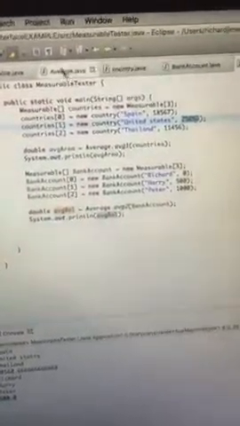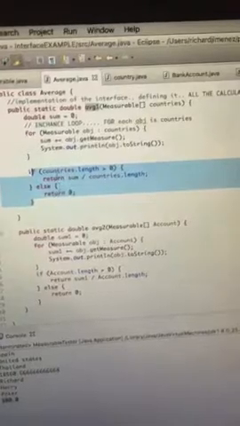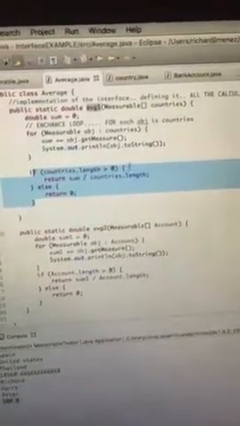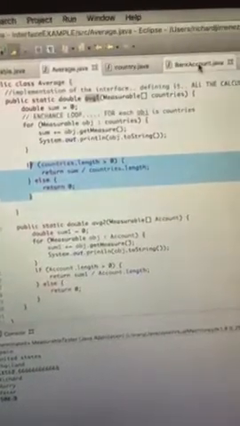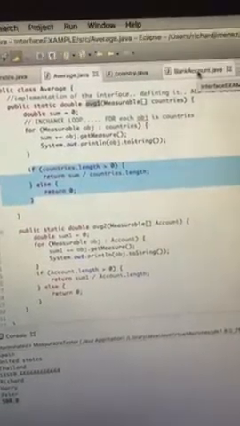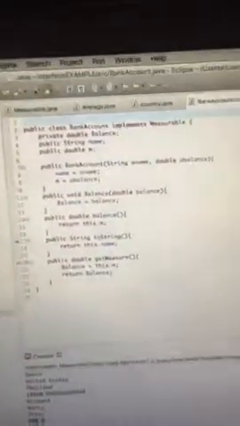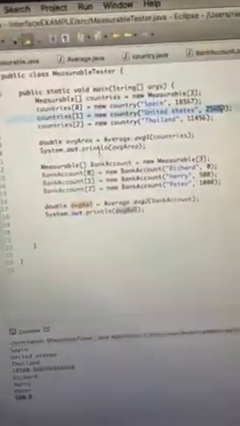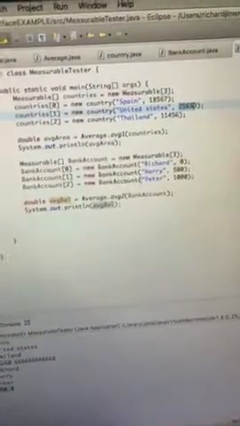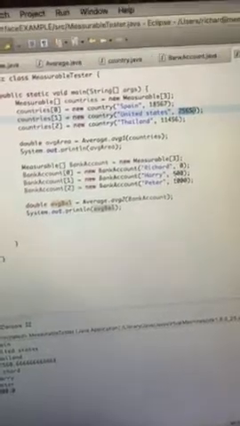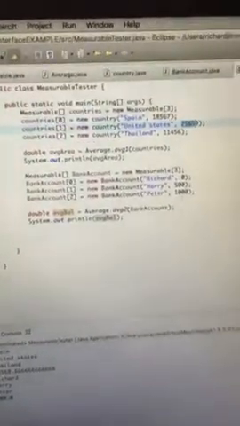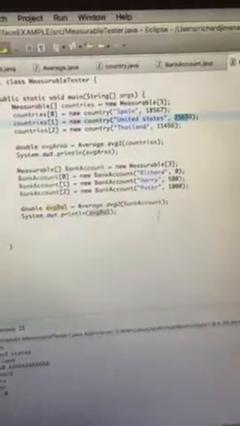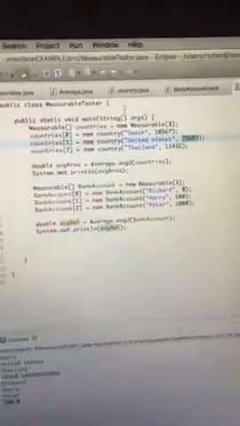So we're gonna do what average said it does for country, which is, if the country length is greater than 0, there was 3. We're gonna return the sum, which is the addition of all those numbers divided by 3. And the same thing for bank account. Bank account 0, Richard, Harry, Peter. We're gonna add them up, and we're gonna return the sum, which is divided by 3, because there's 3 bank accounts, and here there's 3 countries.